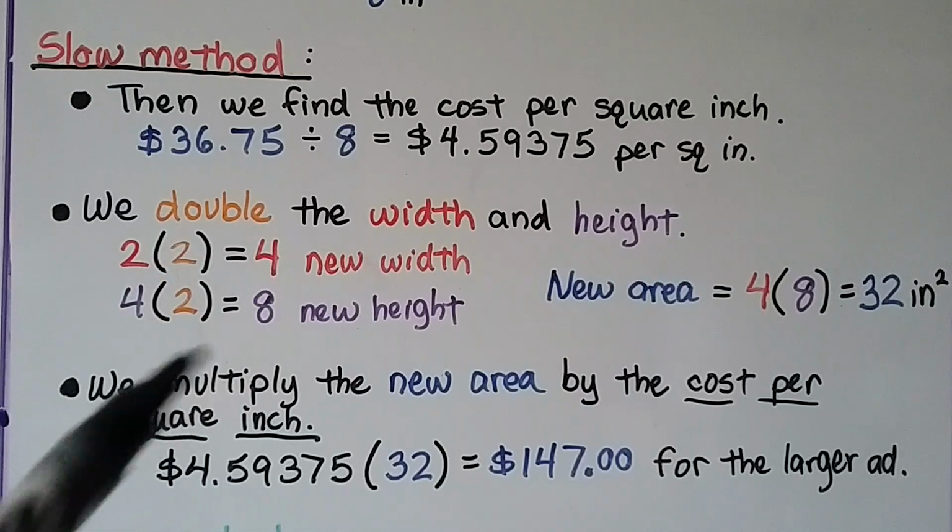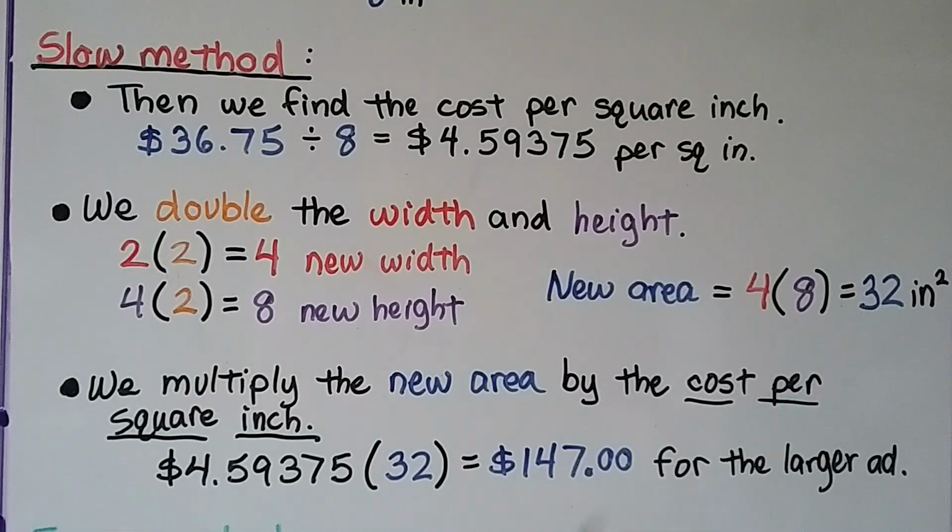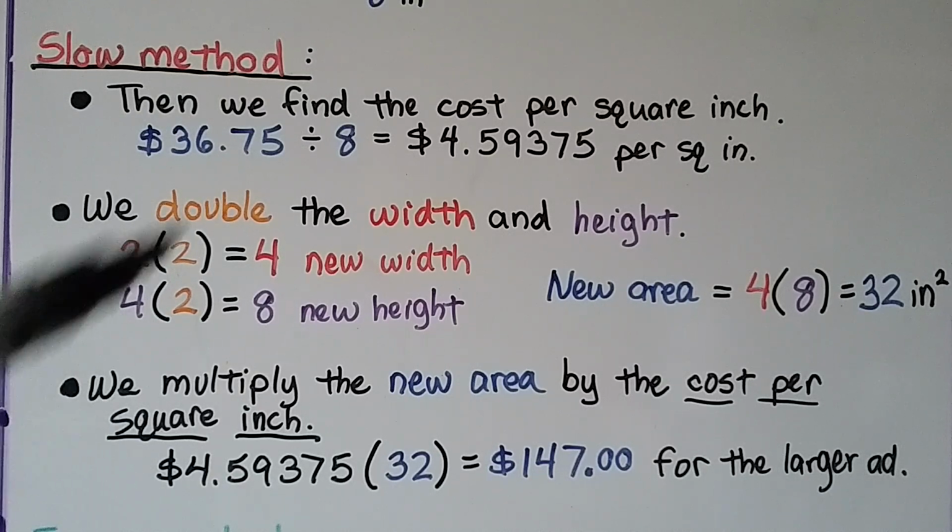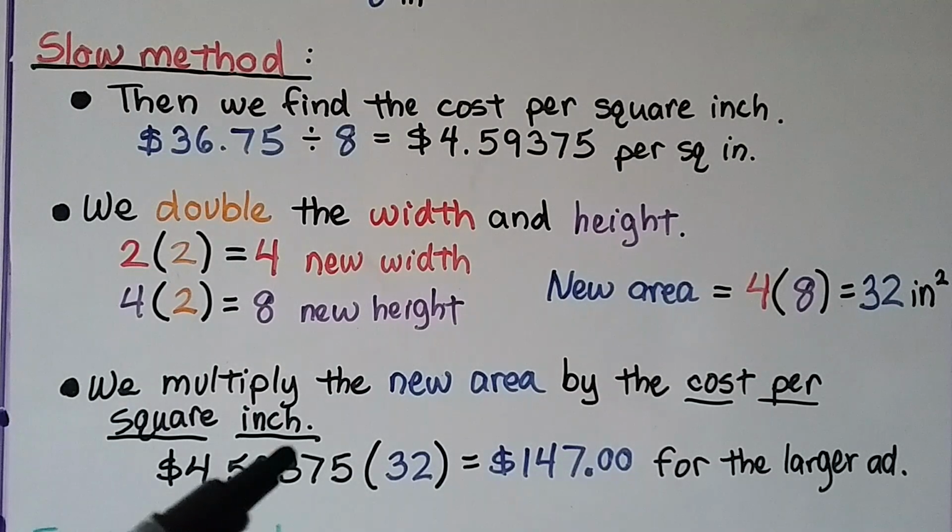We double the width and height like we're supposed to, and we get a 4 by 8 for our new width and height. So our new area is 32 inches squared. Now we can multiply the new area by the cost per square inch. We know that's each square inch. We've got 32 of them. Comes out as $147 for the larger ad. Now that's the slow way to do it.